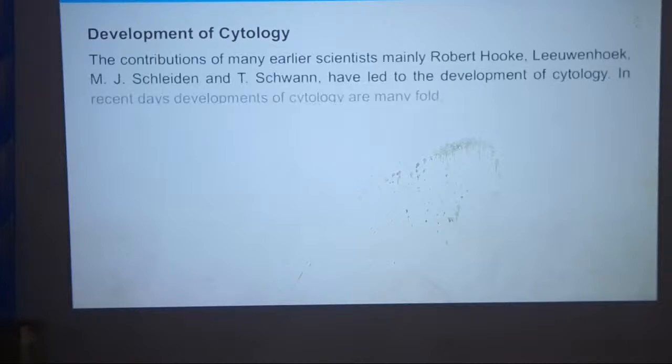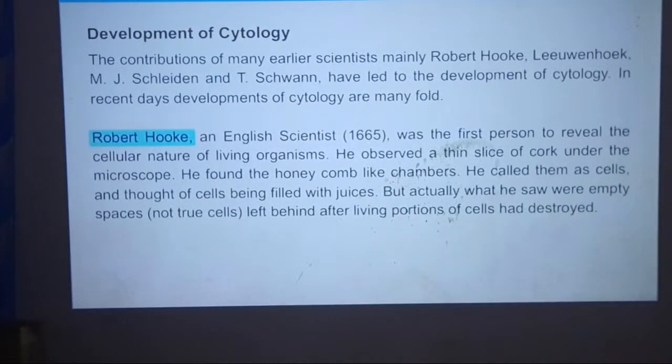Development of cytology. The contributions of many earlier scientists, mainly Robert Hooke, Leeuwenhoek, M.J. Schleiden, and T. Schwann, have led to the development of cytology. In recent days, developments in cytology are manifold. Robert Hooke, an English scientist, in 1665, was the first person to reveal the cellular nature of living organisms. He observed a thin slice of cork under the microscope. He found honeycomb-like chambers. He called them cells, and thought of cells being filled with juices. But actually, what he saw were empty spaces, not true cells, left behind after the living portions of cells had been destroyed.